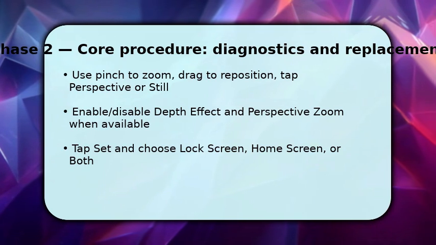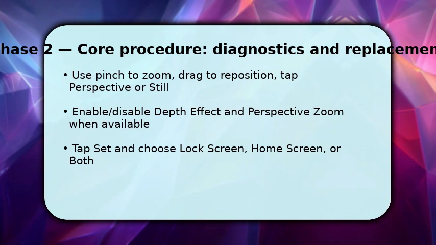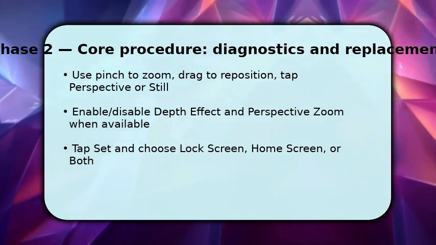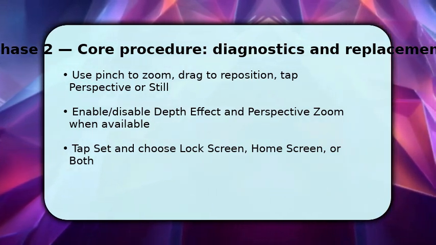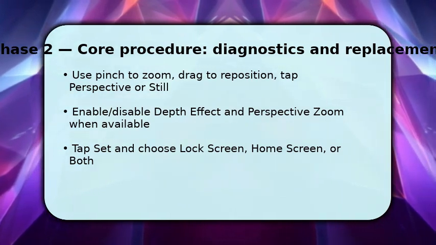Toggle perspective zoom to let the image shift with device motion, or choose still for stability. Depth can improve icon contrast but may crop edges. If depth effect appears, enable it to separate foreground from background. When satisfied, tap Set and choose Lock Screen, Home Screen, or both to finalize placement.